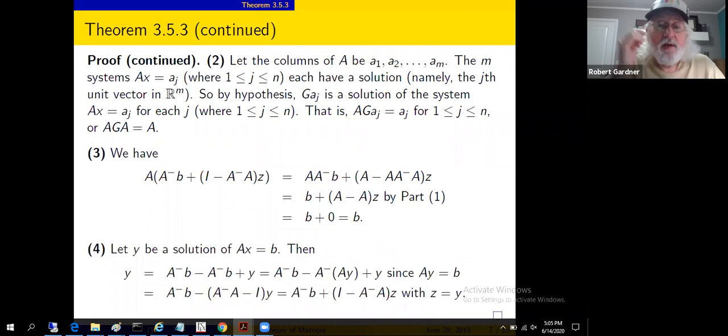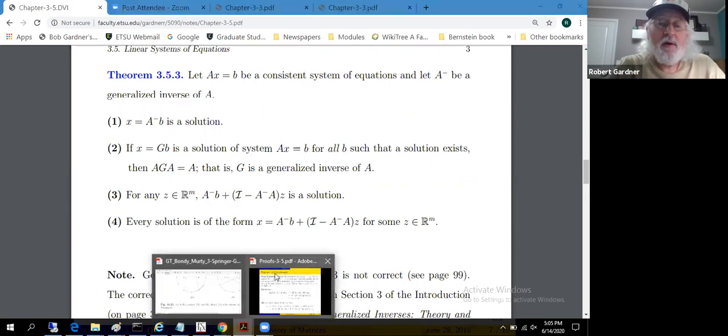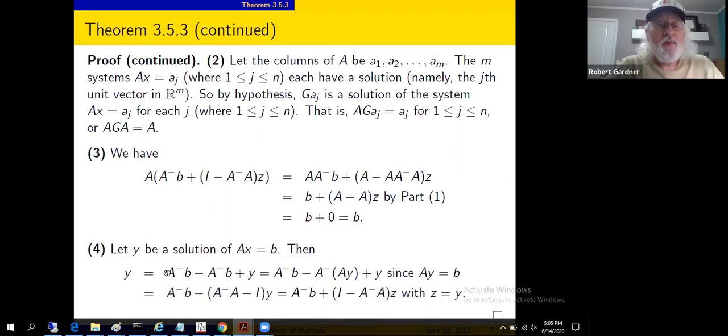And finally, what was the claim? Let's jump back and look at the notes. The claim was every solution is of this form that we were just talking about for some vector Z. All right, suppose y is a solution. We're going to show y is of that form, and it ain't going to take long.